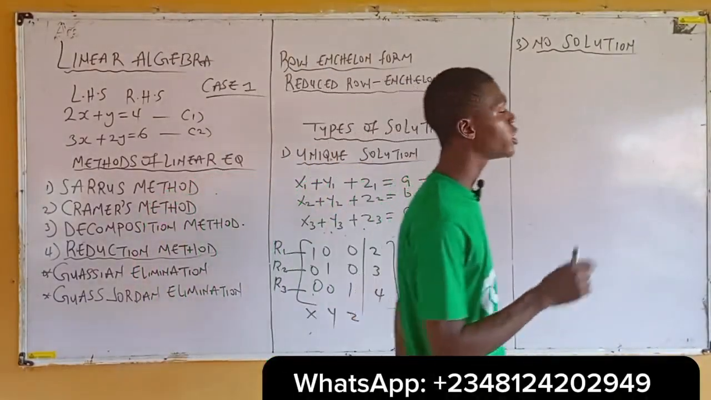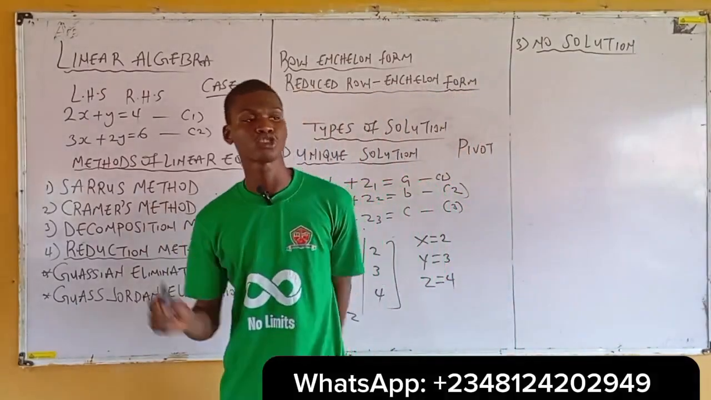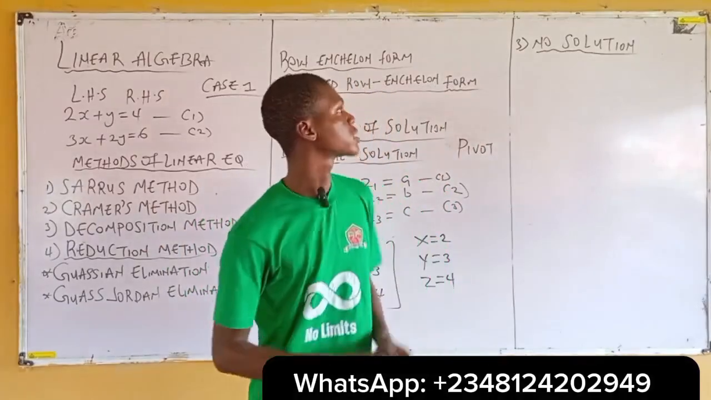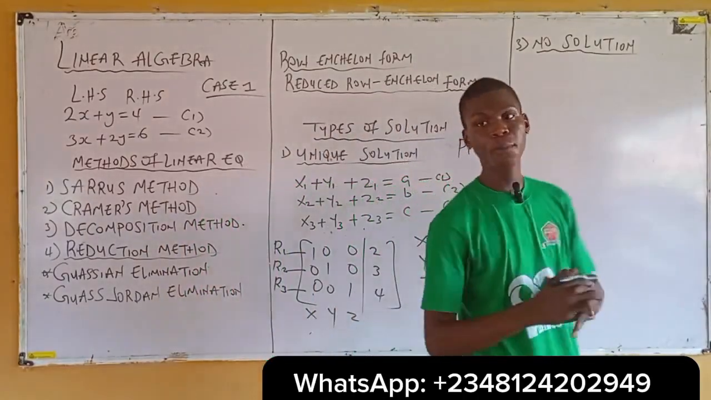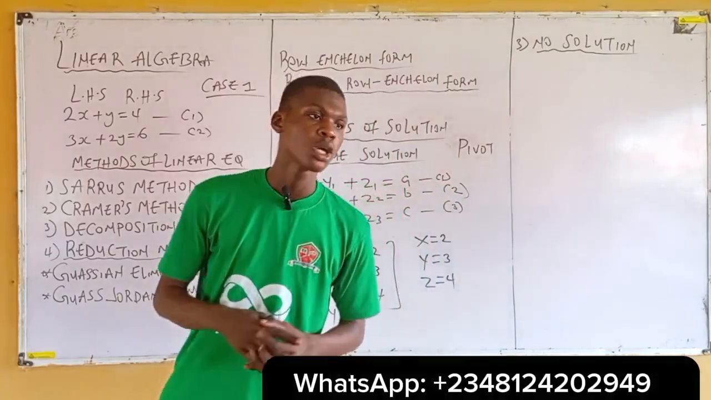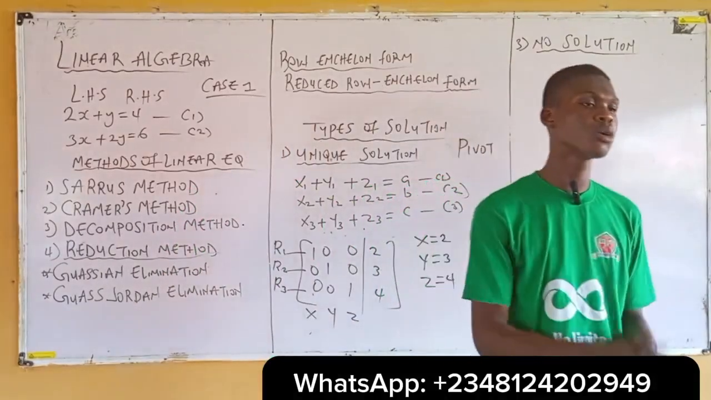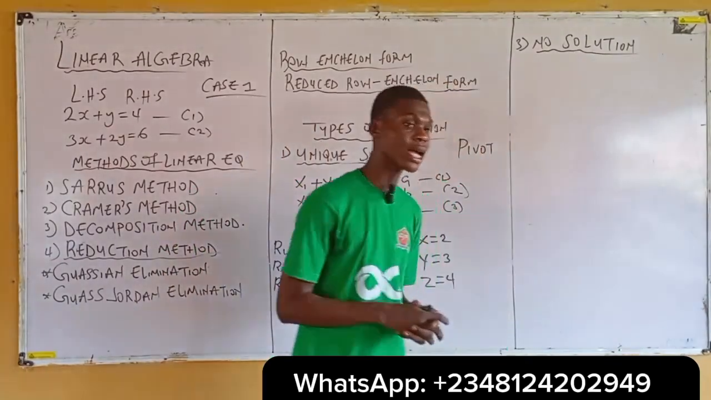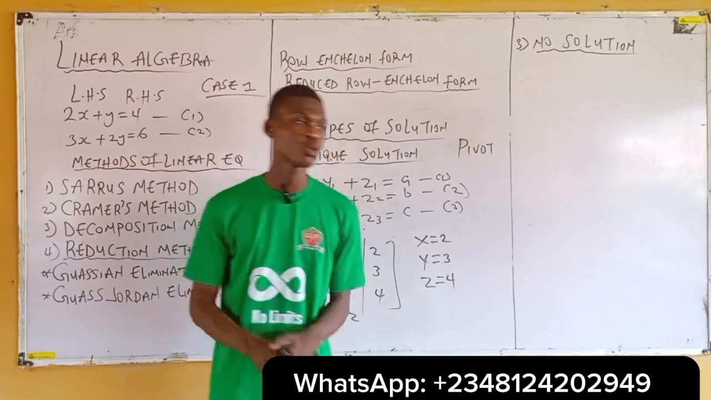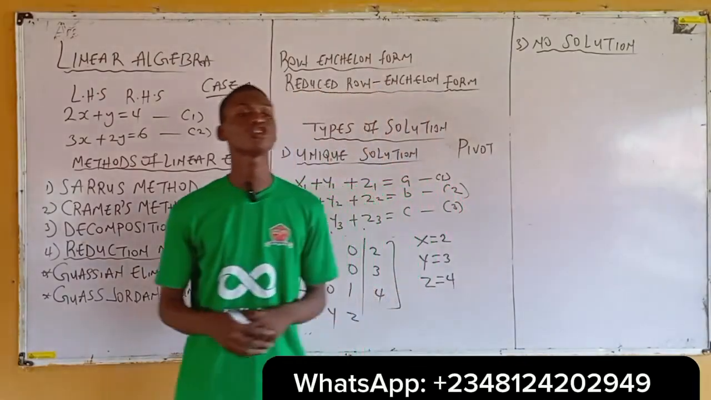Meaning, the equation is not true for that value of the unknown variable substituted. Let me repeat that: no solution. This is a type of solution where the value of the unknown variable does not satisfy the what? Equation. Meaning that the value substituted does not make the equation true.